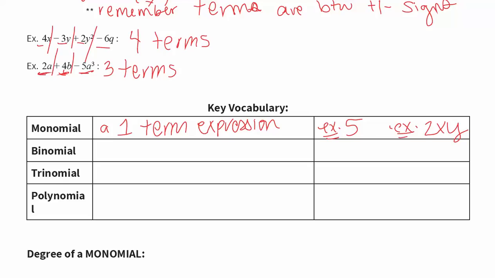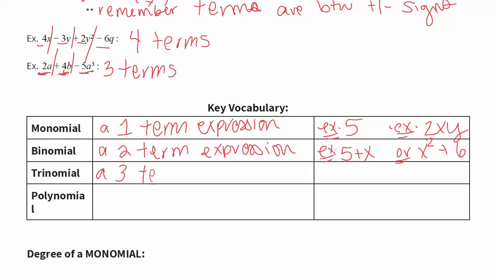A binomial, bi means 2, so a two-term expression. An example to that would be 5 plus x, or I could even say x squared plus 6. I have exactly 2 terms. So you can probably make a great prediction on what a trinomial is. A trinomial is a 3-term expression.